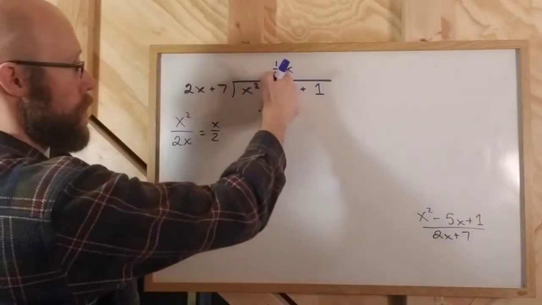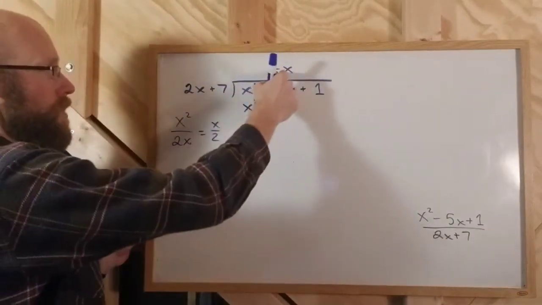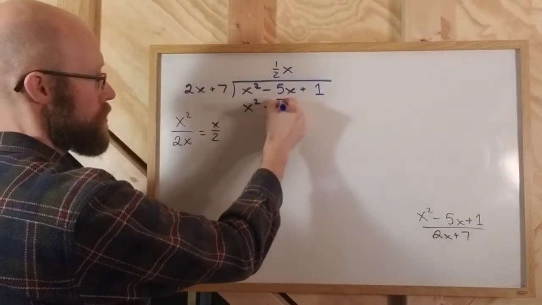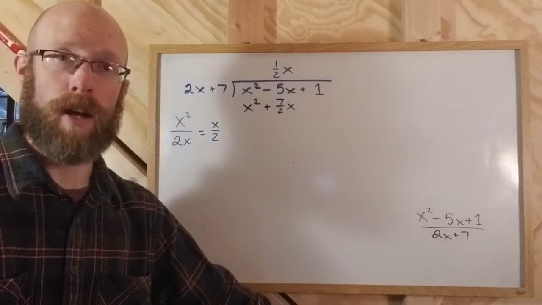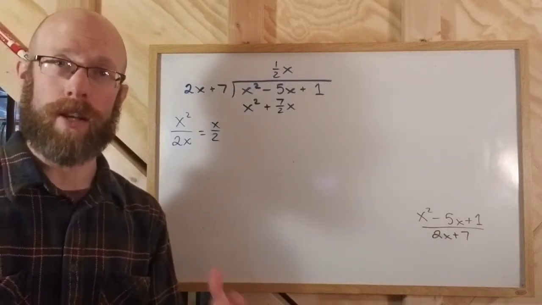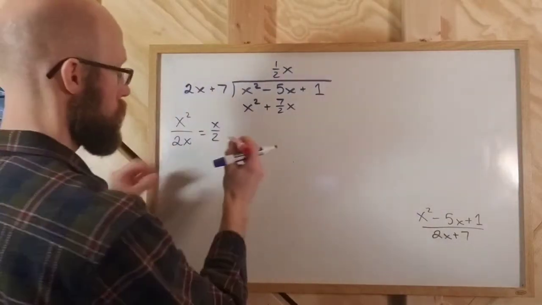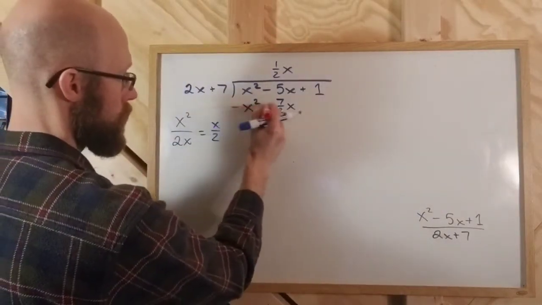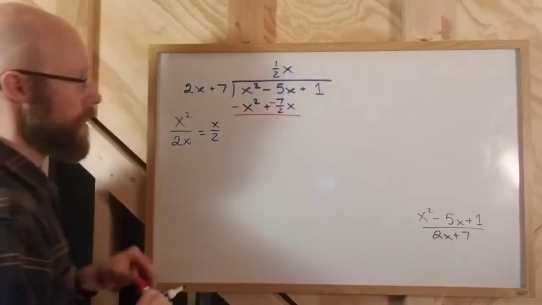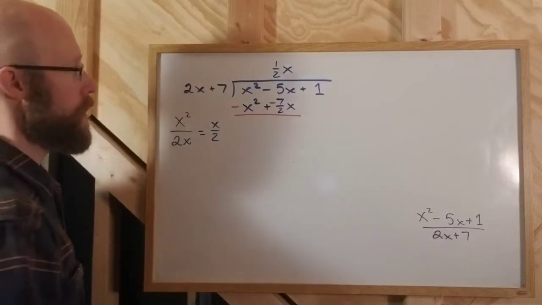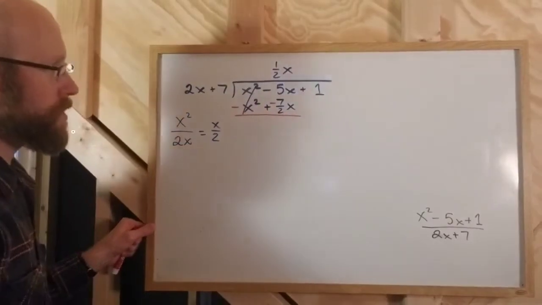Then I distribute: 1/2 x times 2x is x squared, and 1/2 x times 7 is 7/2 x, okay? Then remember, our process for division is that you change the signs and draw the line. Because we're subtracting here, that subtraction distributes, so it subtracts both terms, and draw the line, okay? And let's see, the x squares will drop off, minus 5 and minus 7/2.